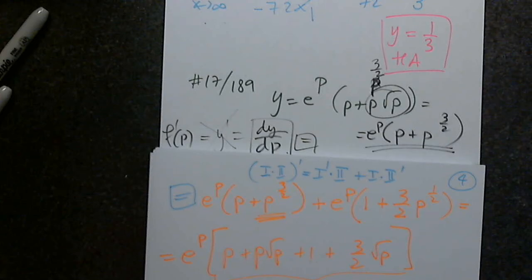So then the first function prime is e to p, and then I copy the second one, and then plus. I copy the first one, and I differentiate the second one: 1 plus 3/2 p to 3/2 minus 1. Is that okay? Yes? I'm fine. Better? Makes sense.